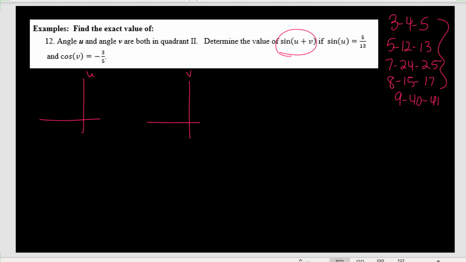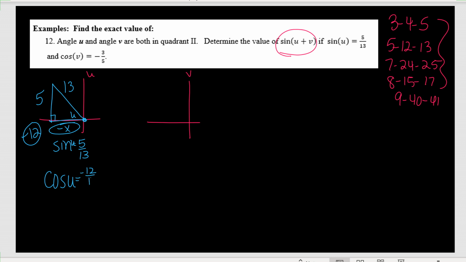So sketching our angles, to get in quadrant 2, I have to go to the left and then up and then back to my origin. So angle U is at the origin, the right angle's on the left, and this gives me sine of U to be 5 over 13. So the opposite side is 5, hypotenuse is 13. Now, because of the triples, we don't have any work to do. We just have to remember that our x's are negative in quadrant 2. So that value is going to be negative 12. Therefore, cosine of U is negative 12 over 13. We need that ratio to help us with sine of U plus V.